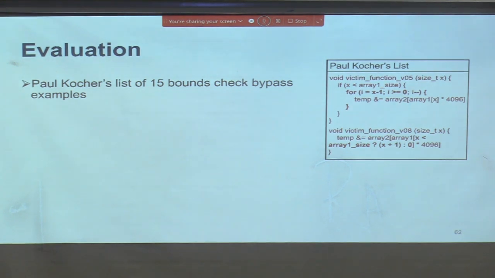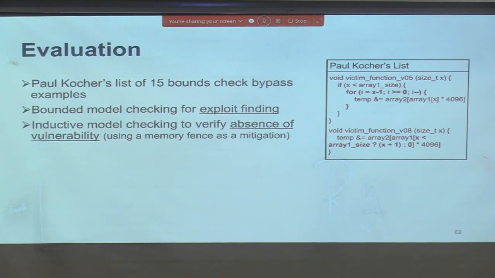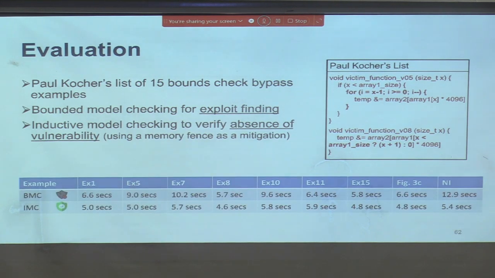Okay. And so what we did back then was we took the original list of 15 C programs that exhibited a lot of these vulnerabilities. And then we used bounded model checking to find those vulnerabilities using UCLID5. And then we use induction to verify the absence in the presence of some mitigation. And so all of these run pretty fast. So I think the high level bit here is that formulating the right property was important, right, for us to be able to find these.